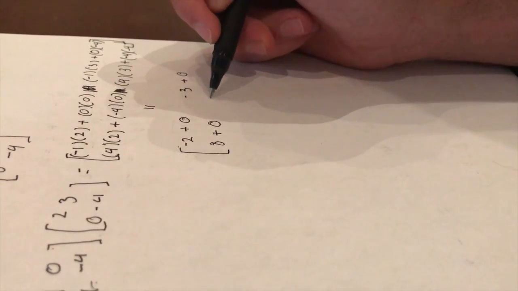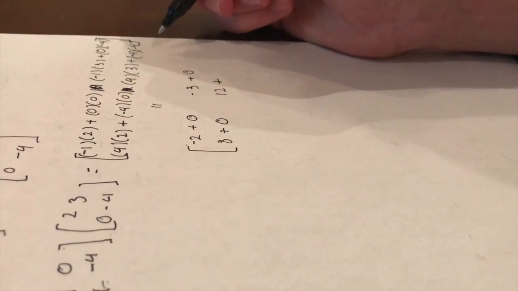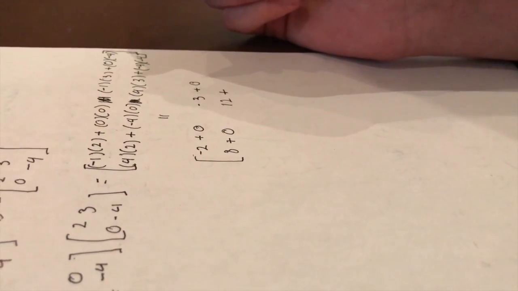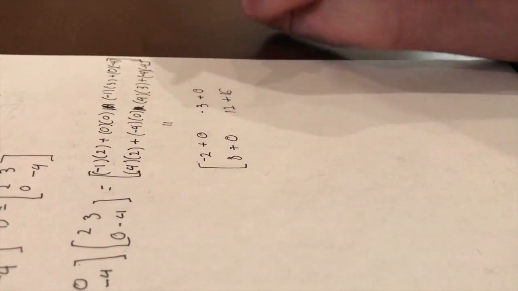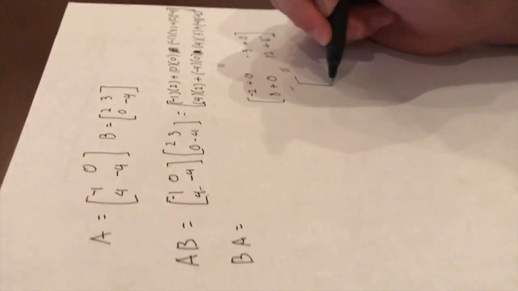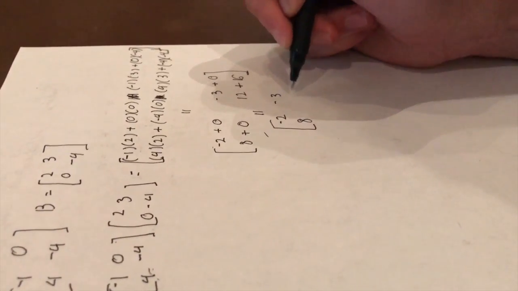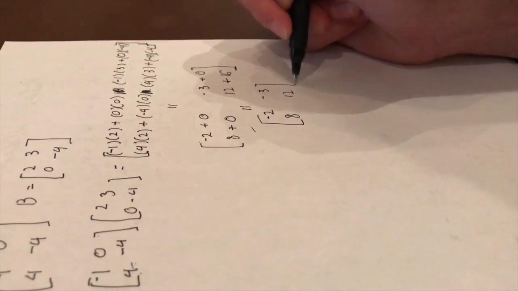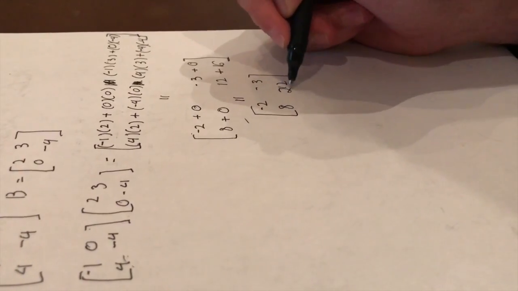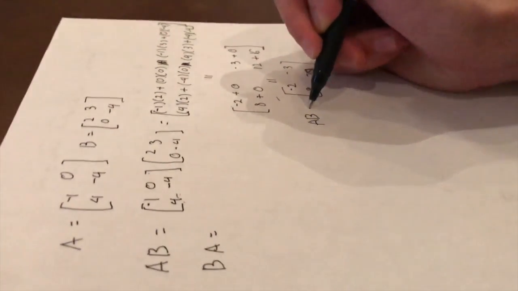4 times 3, 12, plus negative 4 times negative 4, positive 16, since negative times negative is positive. Then we just add them. That will give us negative 2, 8, negative 3, and 28. Not 12, this is 28. Then this is our AB answer.